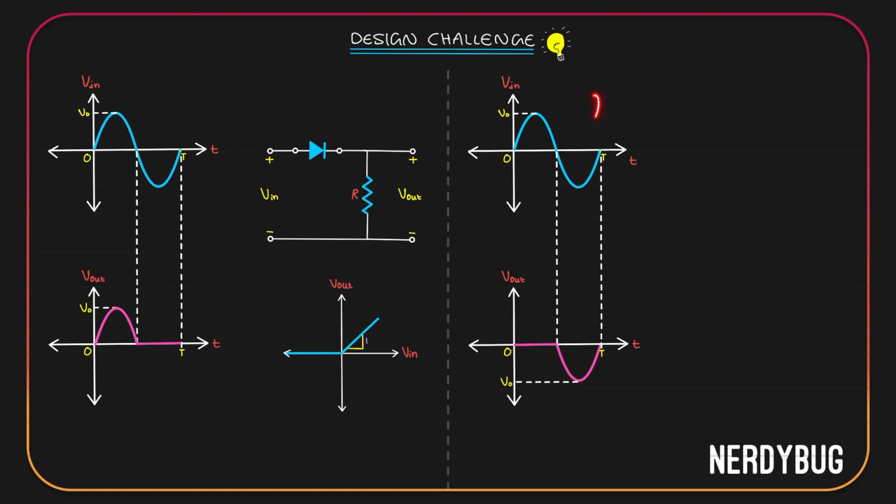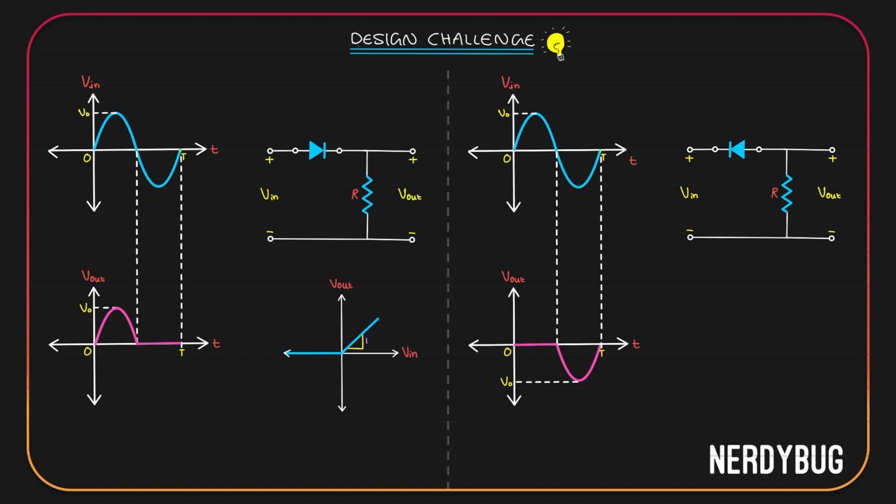Here again we have a sinusoidal input. The output has the negative half cycle but not the positive half cycle. We have done this also before. All you have to do is take a half wave rectifier, change the direction of the diode. Here the diode will be forward biased for the negative half cycle of the input and it will be reverse biased for the positive half cycle. That will give us this output.